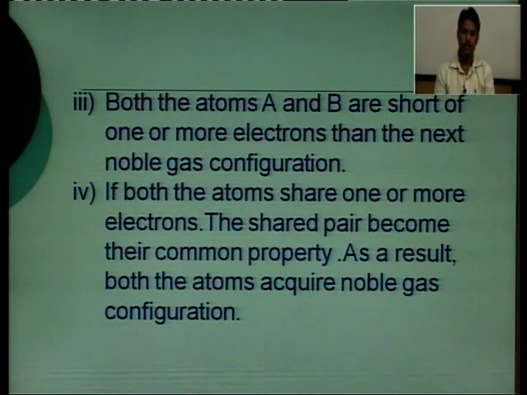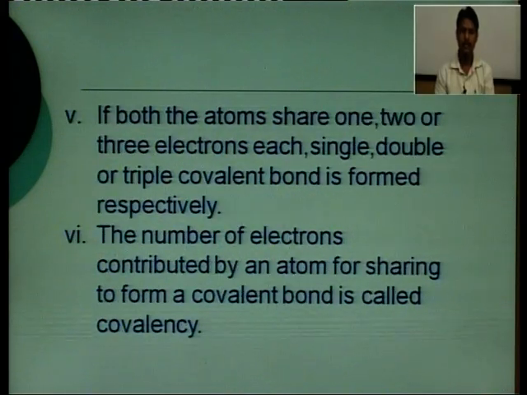As a result, both the atoms attain noble gas configuration. So, after sharing, both the elements attain noble gas configuration. For example, two hydrogen atoms, when they share electrons, get noble gas configuration. Similarly, oxygen atoms, when they share electrons between them, attain noble gas configuration.